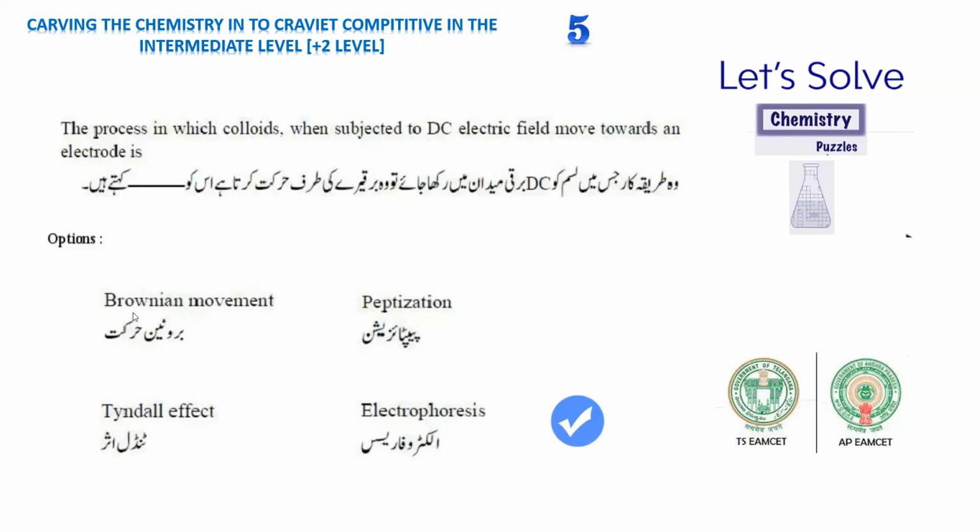Let's move on one by one. We will discuss all four options which were provided. Among all four options provided, moving towards an electrode is the process called electrophoresis. Electrophoresis is regarded as the correct answer for question number 5. Although we will go through all the options provided in brief.